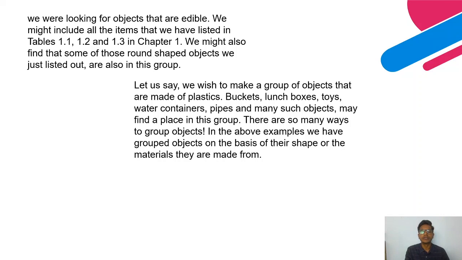There are so many ways to group objects. We will see the classification in detail. In the above example, we have grouped objects on the basis of their shape or the material they are made from. So this was the example of organizing all the objects from the material of plastic. We have taken one material, plastic, and we have listed out the objects which are made up of plastic.